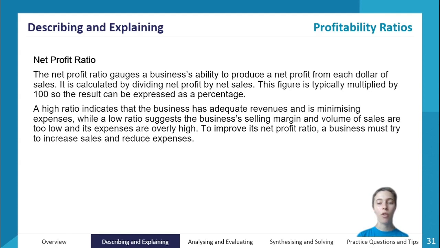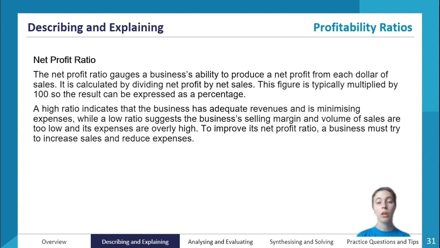So when it comes to a high net profit ratio, that indicates that a business has adequate revenue and is minimizing expenses. So a high ratio here is what you want. A low ratio suggests that a business's selling margin and volume of sales are too low and expenses are too high. So a business could improve its net profit ratio by trying to increase sales and reduce expenses.